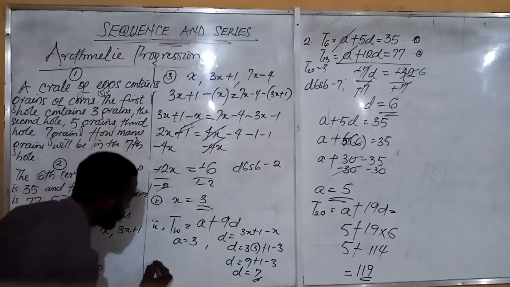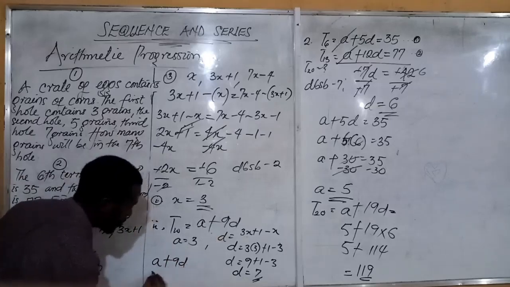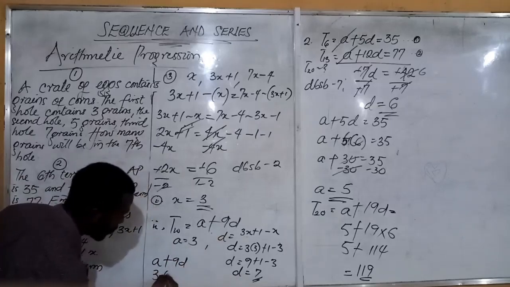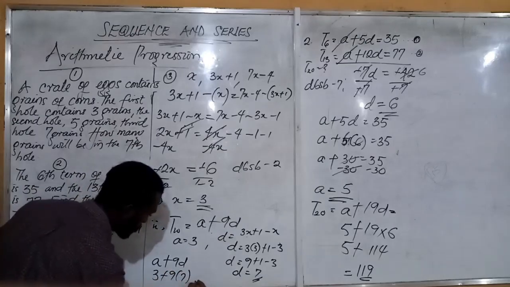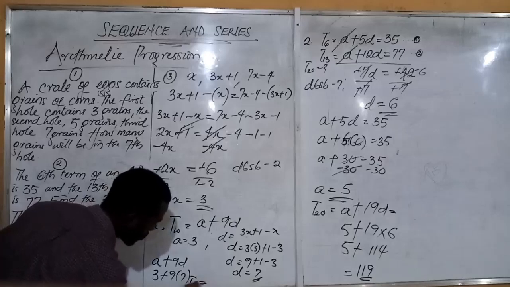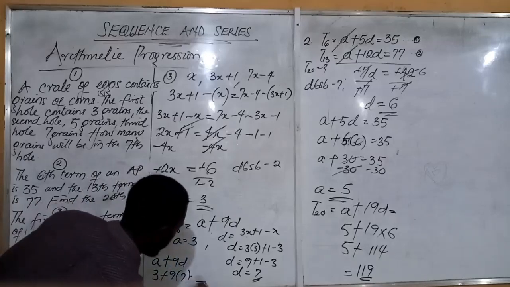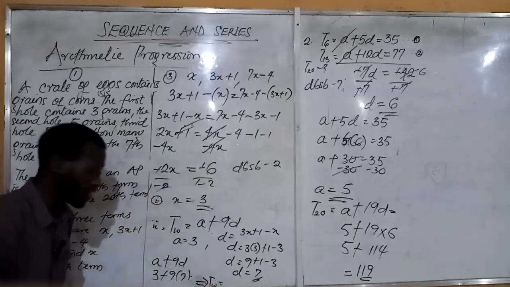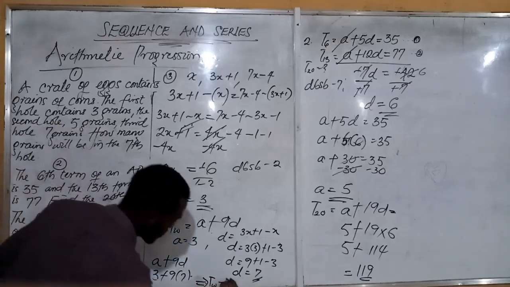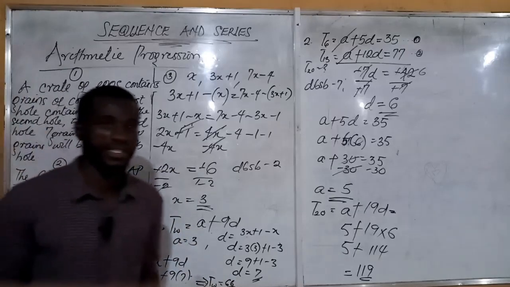So we go back to our equation. A plus 9D, which is T10, is going to be A, which is now 3, plus 9 into bracket 7. So T10 is going to be equal to 9 times 7, which is 63, plus 3, that will be 66. And that becomes our T10.